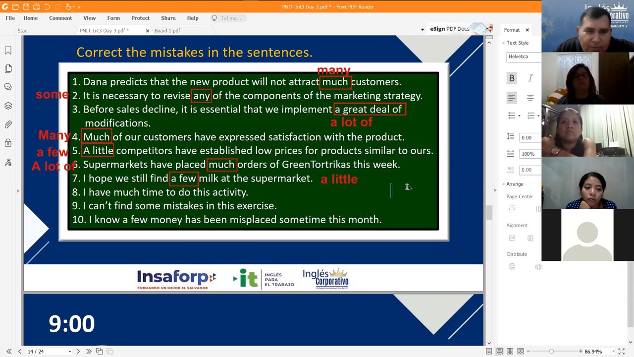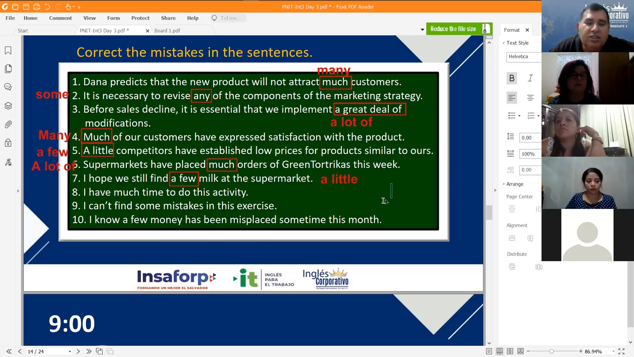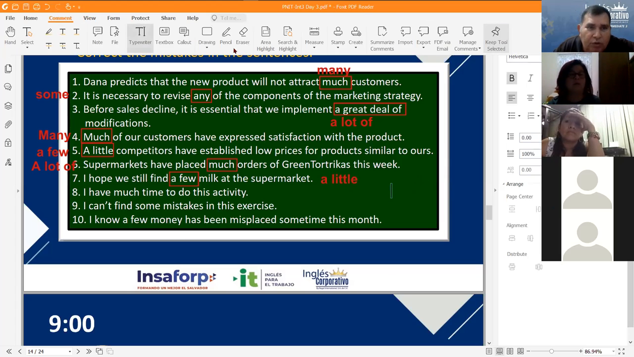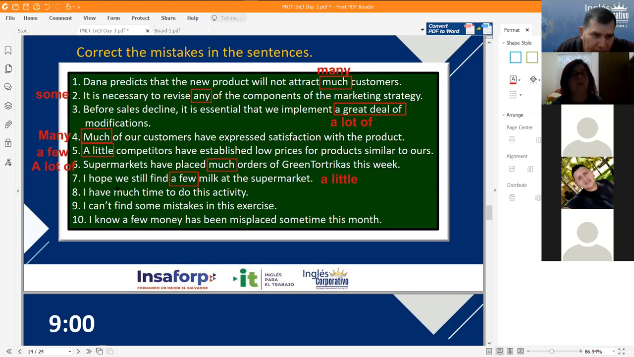I have much time to do this activity. Is it correct? Much is only for negative sentences. I don't have much. Okay. So for affirmative, we prefer to use a lot of. Right?